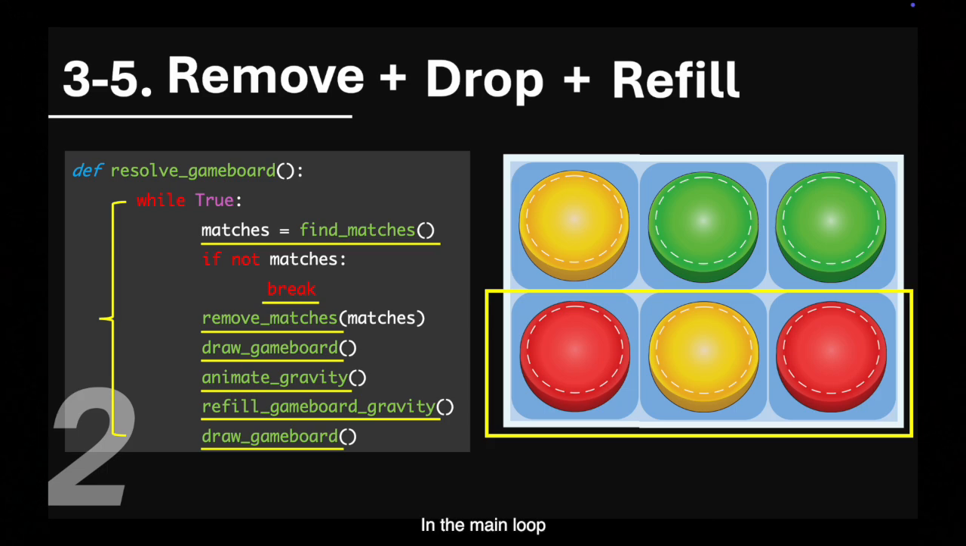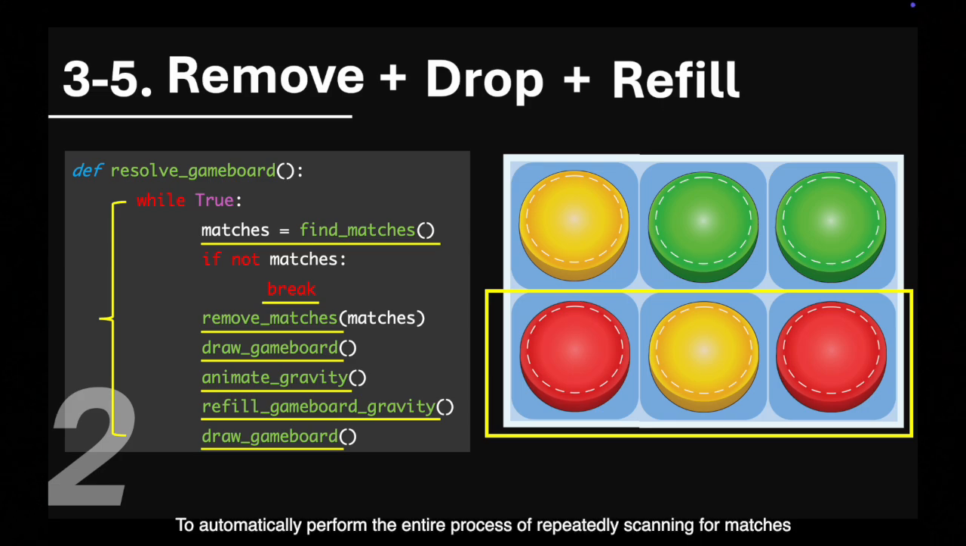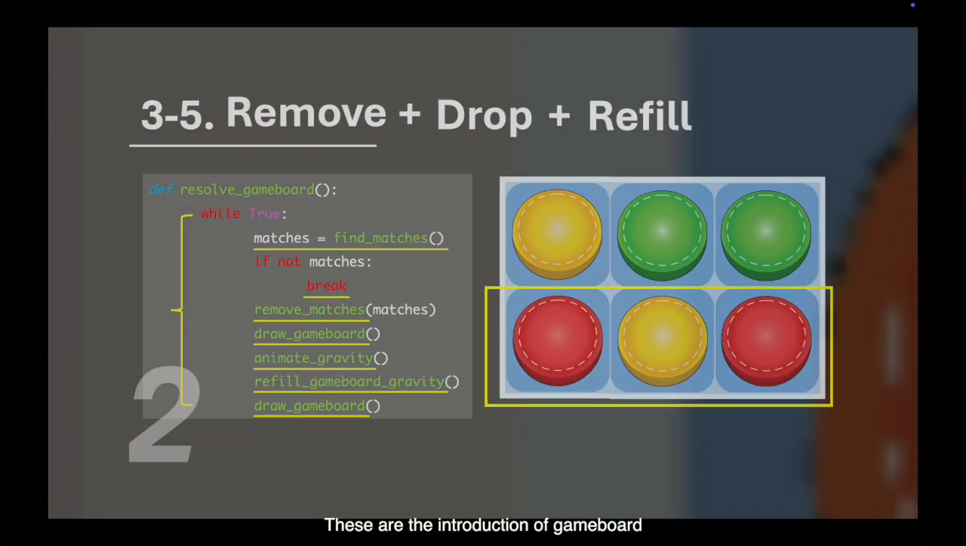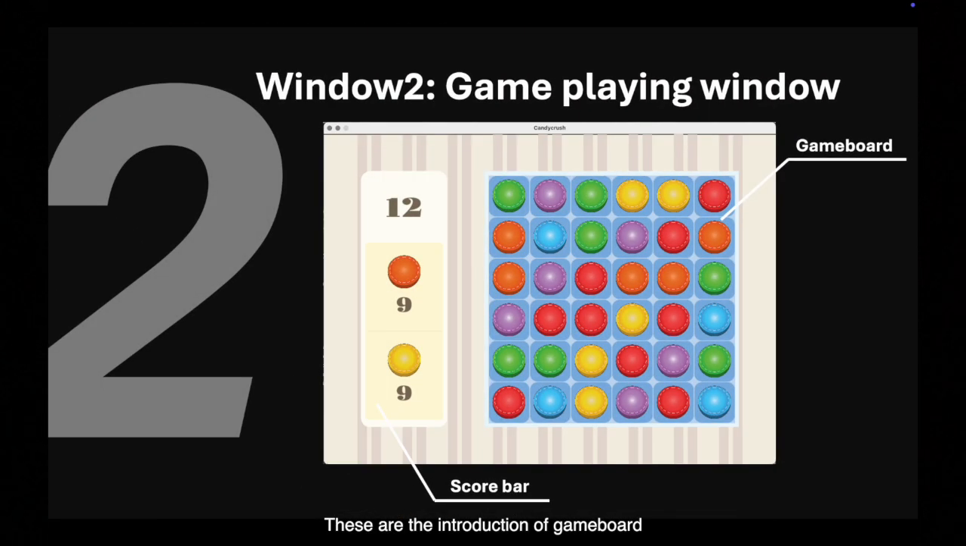In the main loop, I only need to call this resolve game board function once to automatically perform the entire process of repeatedly scanning for matches and filling the board with falling candies. This is the introduction of the game board.